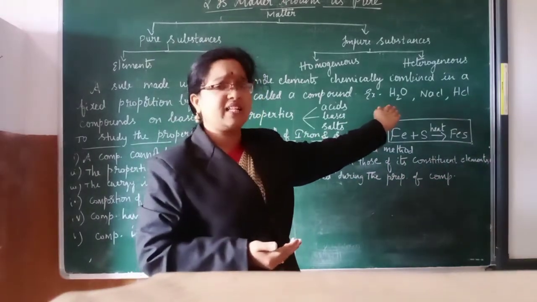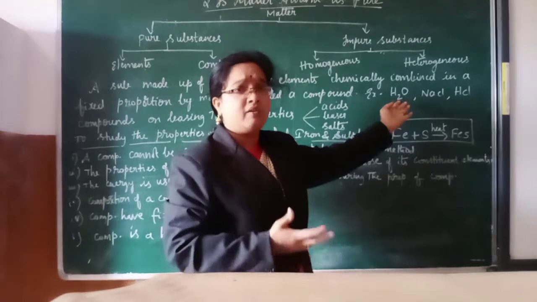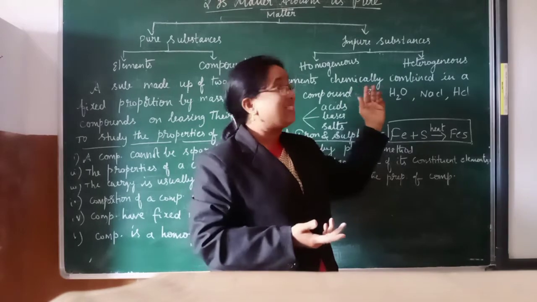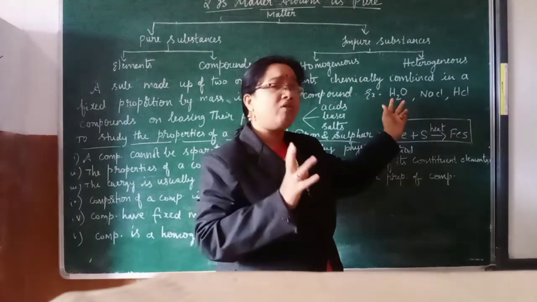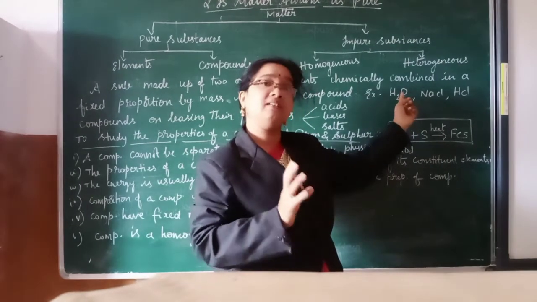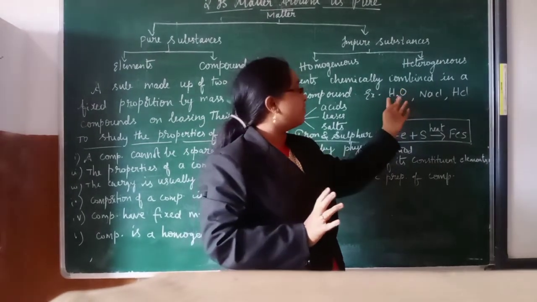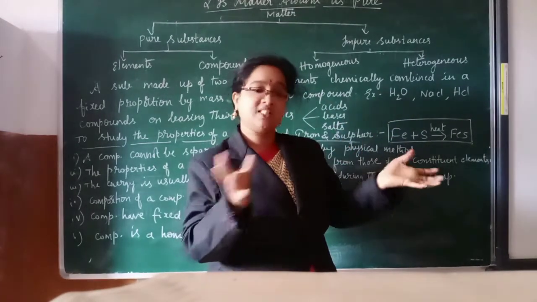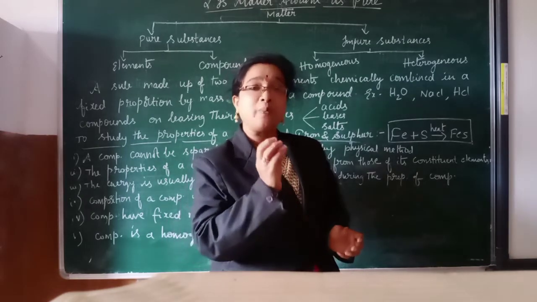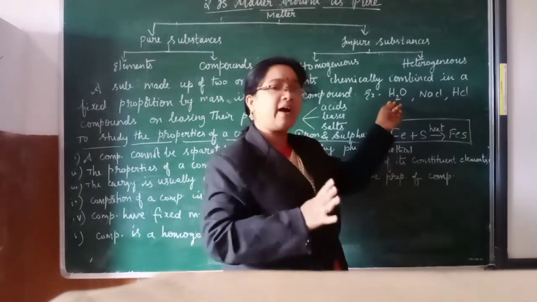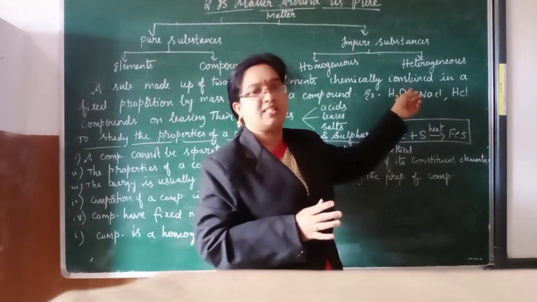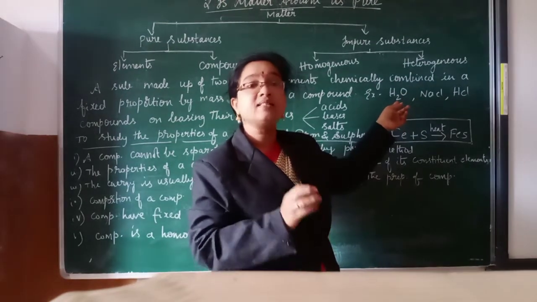Water, for example. Water is a compound. Why? Because how many elements are there in water? Hydrogen and oxygen. To make water, always two atoms of hydrogen and one atom of oxygen are required. If you combine more oxygen and more hydrogen, you will not get water; you will get some other compound. To make water, we should have exactly two atoms of hydrogen and one atom of oxygen. Then only we call that compound water.